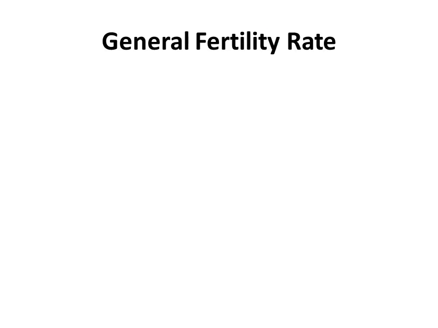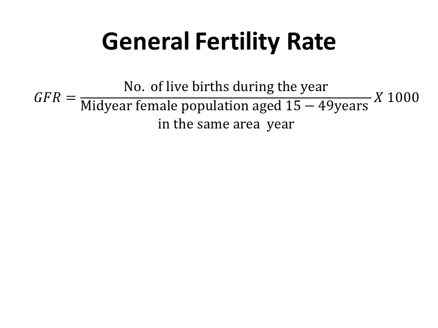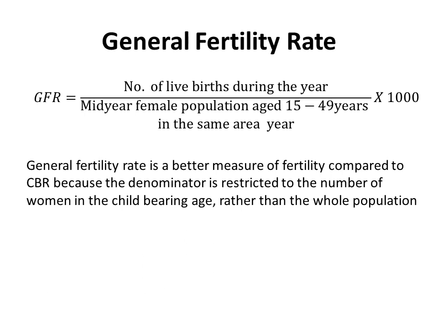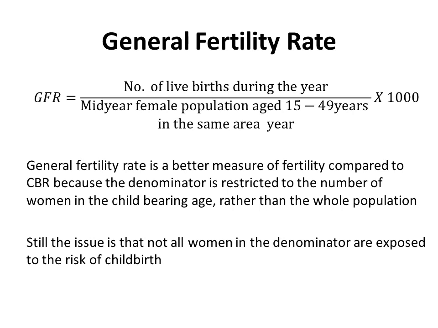So a more specific birth rate is the general fertility rate. It is given by the number of live births occurring during the year, and the denominator is the mid-year female population in the reproductive age group for the same year, into 1000. Hence, it is a better measure of fertility compared to crude birth rate because the denominator is restricted to the number of women in the reproductive age group and not the whole population. But still, the issue with general fertility rate is that not all women in the denominator are exposed to the risk of childbirth, that is, all may not be married.